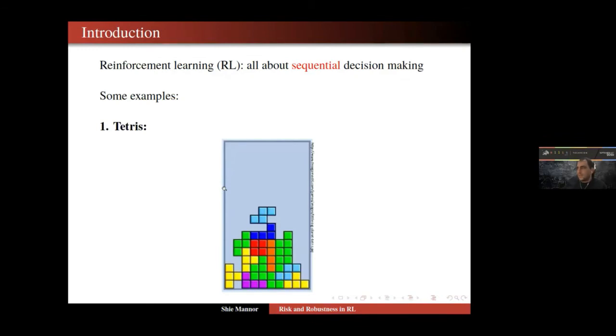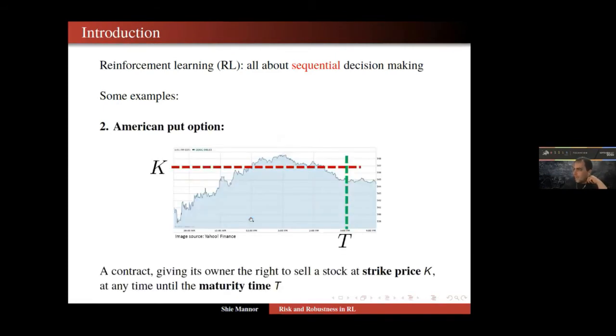Here we see Tetris. In Tetris, as I'm sure you've all wasted much time during your youth, there are bricks falling, and you need to clear lines. Whatever decision you're going to make, meaning whatever bricks are going to fall, is going to affect what you can do sequentially.